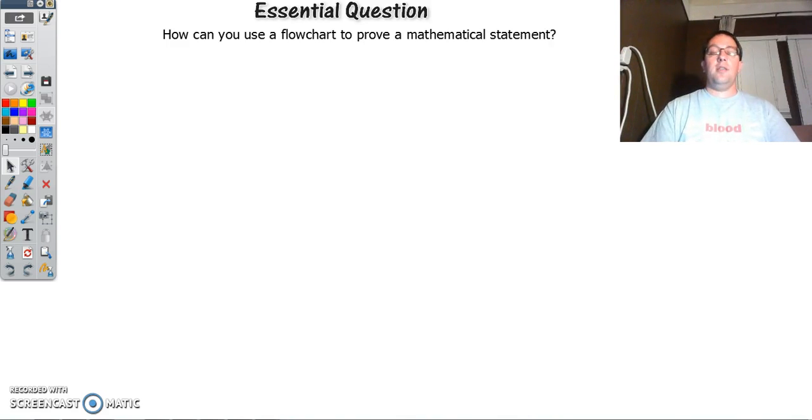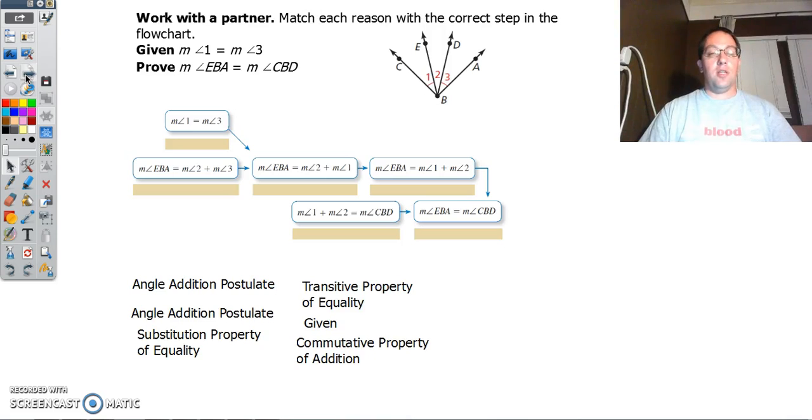Hello class! Today what we're going to talk about is proofs again. Only this time, instead of talking about a two-column proof, what we're going to do is talk about a flowchart proof, which is pretty much the same thing, it's just a different way of presenting the information. And we use a flowchart instead of putting it into two separate columns, hence the name.